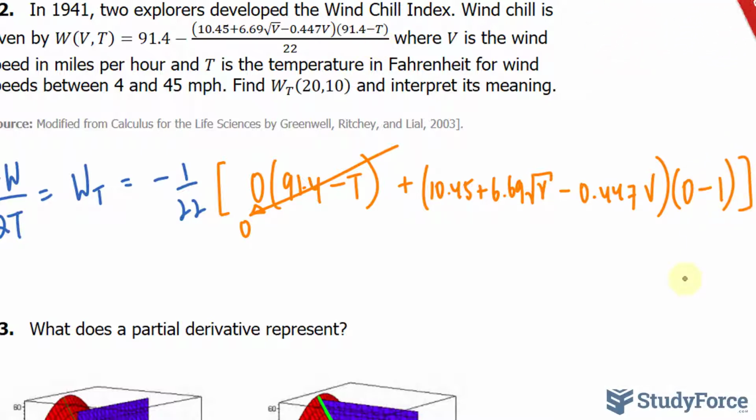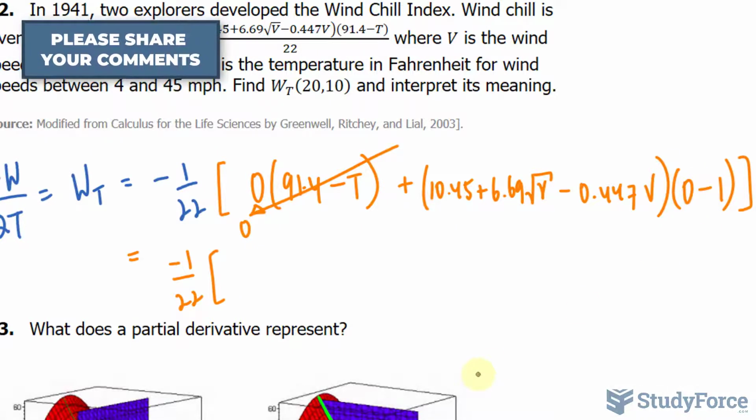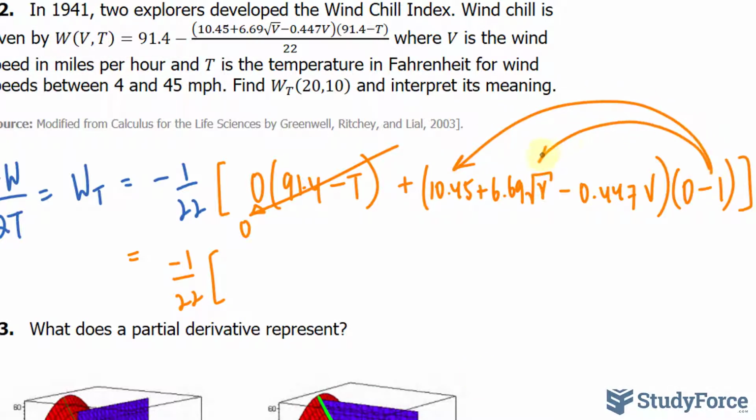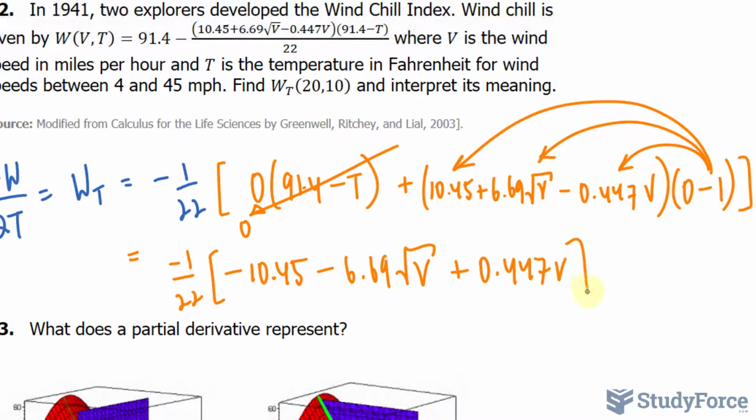So let's clean this up and simplify. We have negative 1 over 22. That factor doesn't change. We know this has become 0, so we're not going to consider it. And over here we have 0 minus 1. That's the same thing as minus 1. So I'll multiply minus 1 into the parentheses, each term. This becomes negative 10.45, negative 6.69 square root of v, and positive 0.447 v.